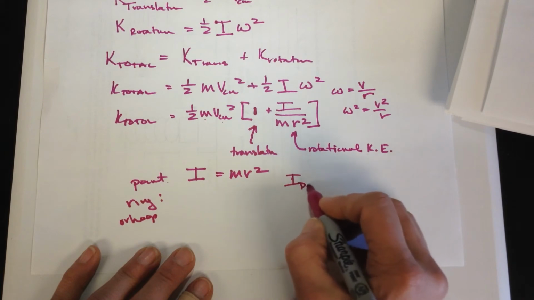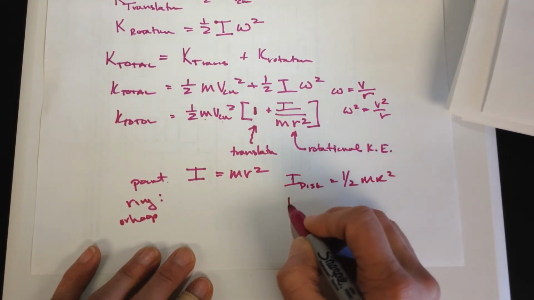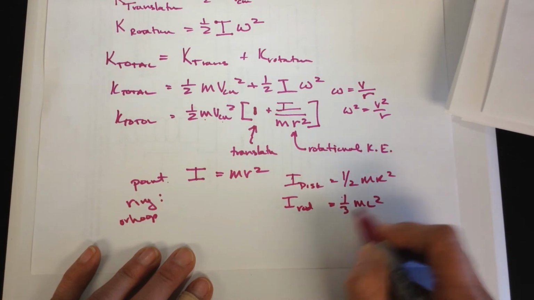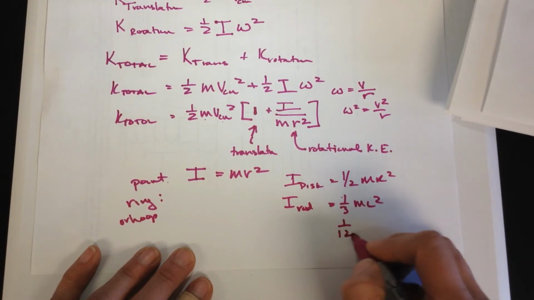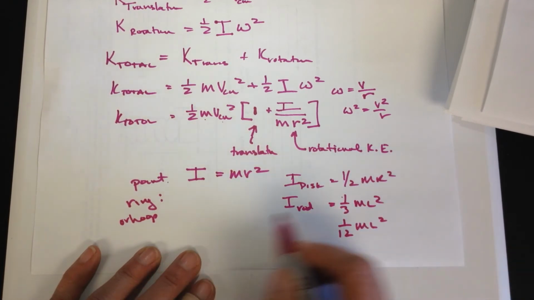For example, a disk is 1/2 mr squared. If we remember the rod, if I swing it, it is either 1/3 ml squared, or depending on where the axis of rotation is, it can be as small as 1/12 ml squared. So these are going to be much smaller.